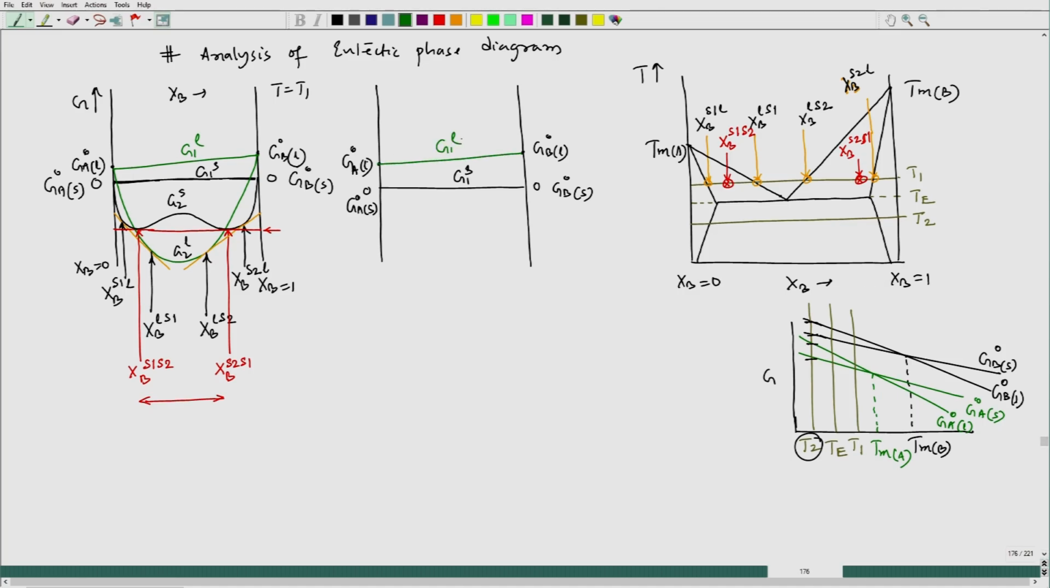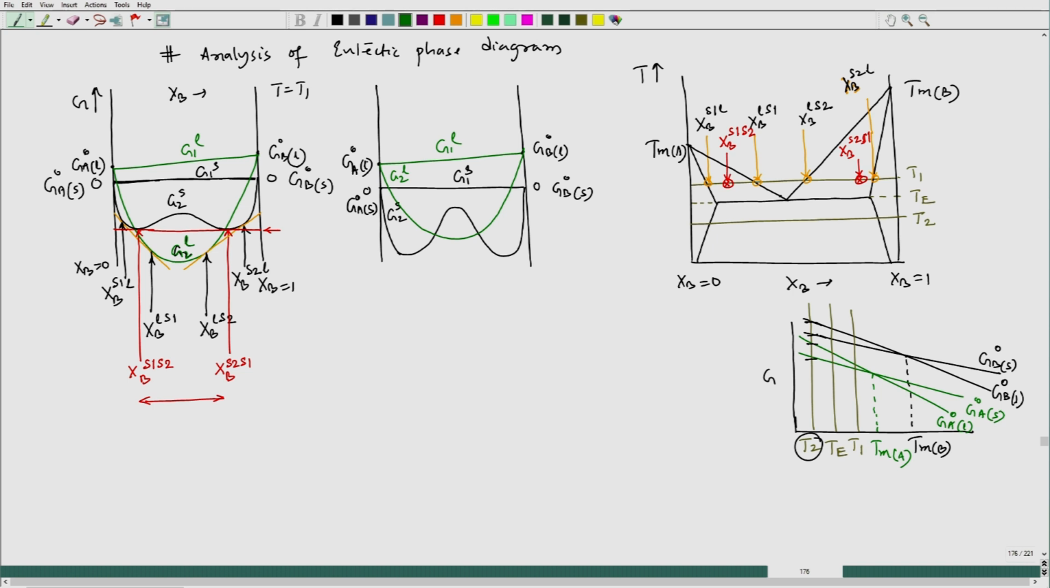Now, this will be G1 of liquid, and now let us draw the free energies of solid solution and liquid solutions. So, this is G2 of solid and G2 of liquid would be, let us say, this is G2 of liquid. Okay. Here also this was G2 of liquid, the green one.